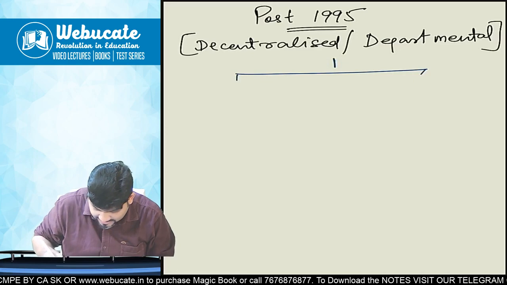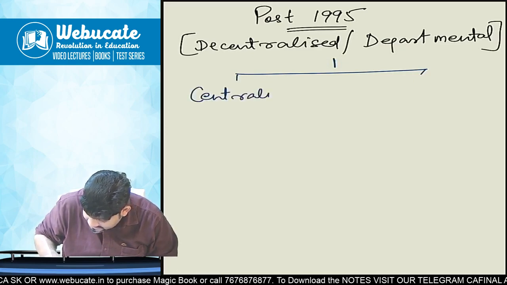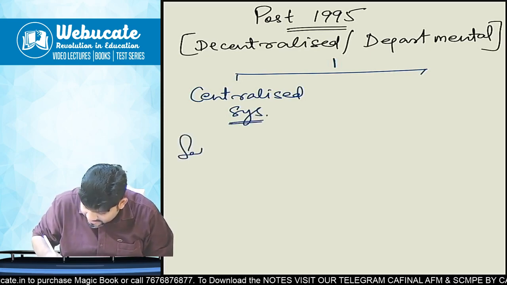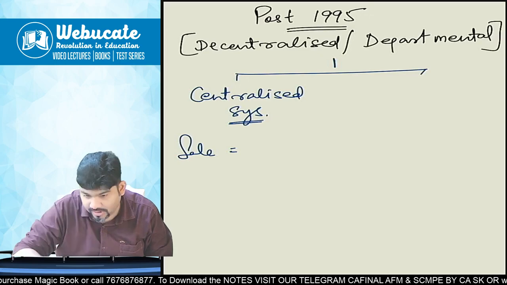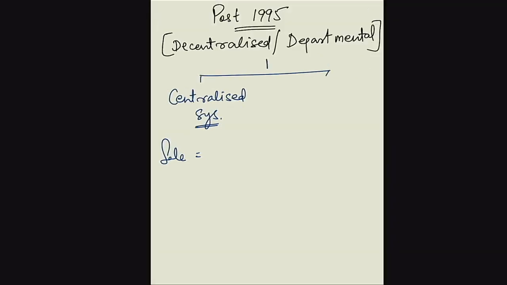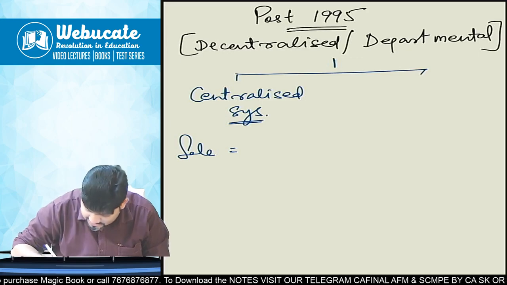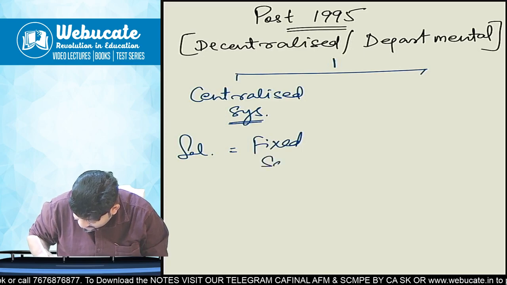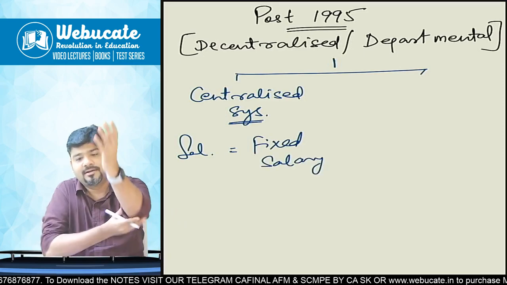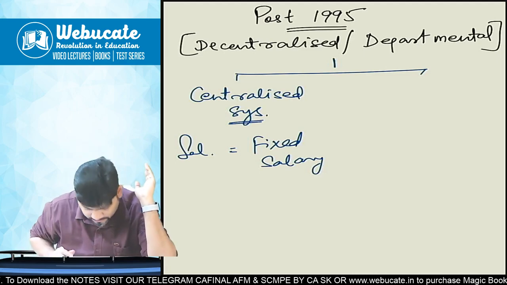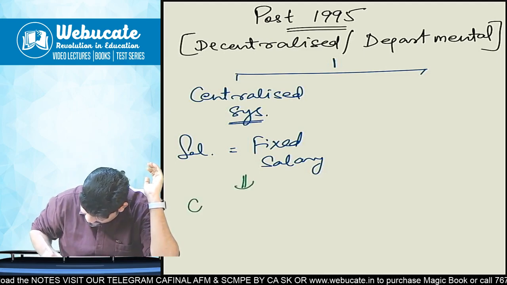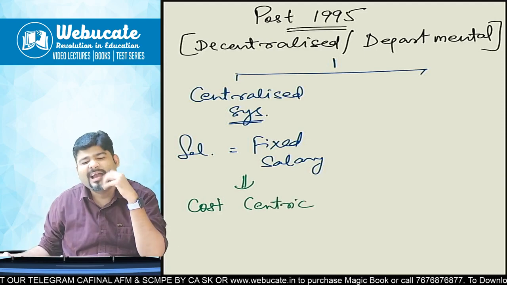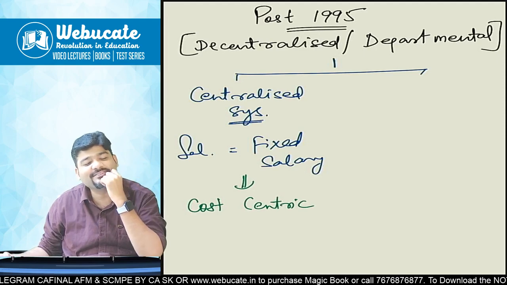So again, there are centralized systems. Salary is fixed. Your salary is fixed in nature. Salary is equal to fixed salary. So if the salary is fixed, doesn't matter at all for them. So all of this is very cost centric. Now, if my salary is fixed, doesn't matter to me at whatever price the goods and services are being transferred.